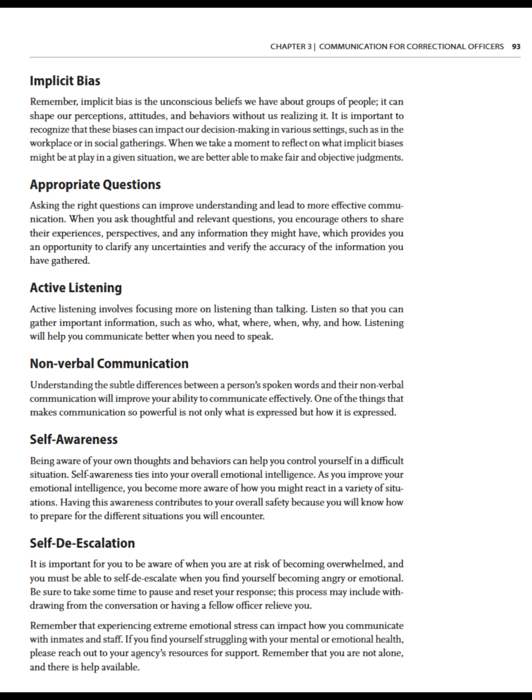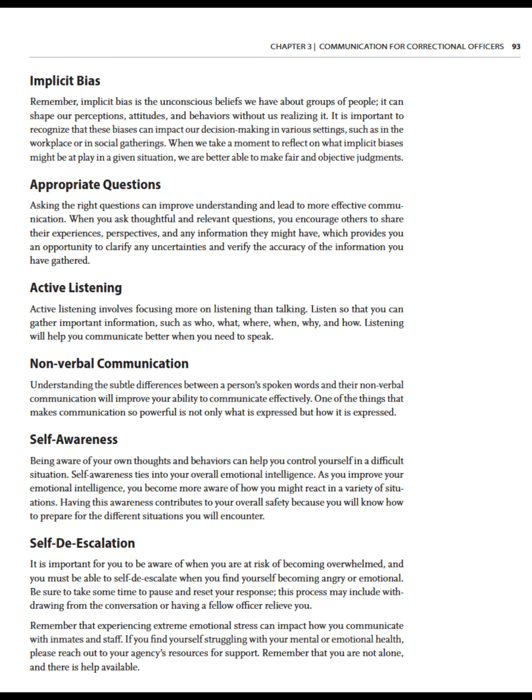Nonverbal communication. Understanding the subtle differences between a person's spoken words and their nonverbal communication will improve your ability to communicate effectively. One of the things that makes communication so powerful is not only what is expressed, but how it is expressed.